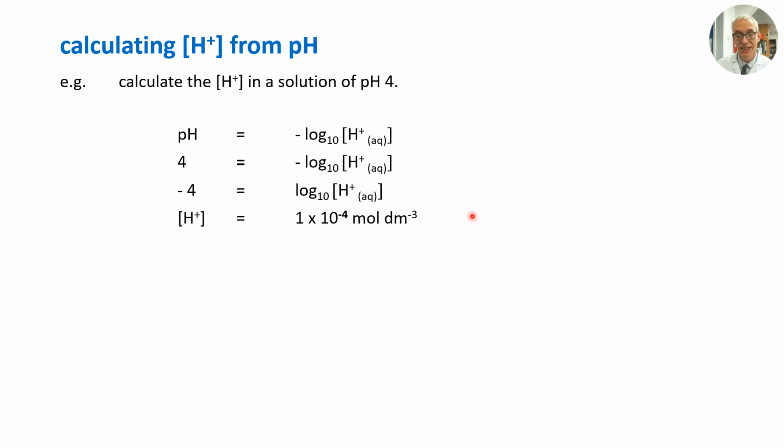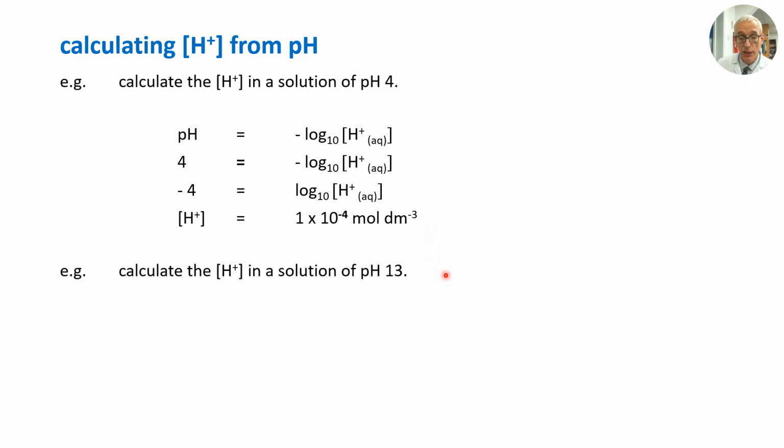So I'll just repeat to go from this step to the final solution. If you've got a Casio scientific, press shift and then log and enter -4. Press answer or equals, and that will give you 1 times 10 to the -4.